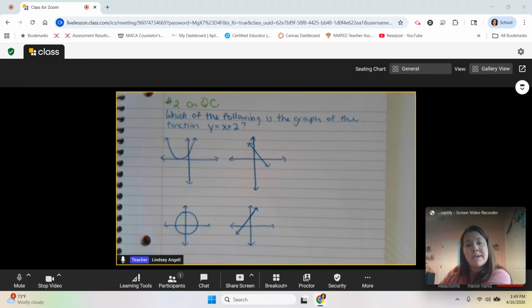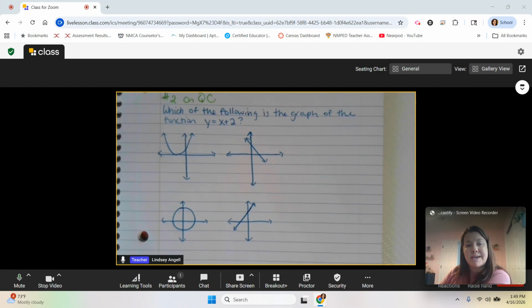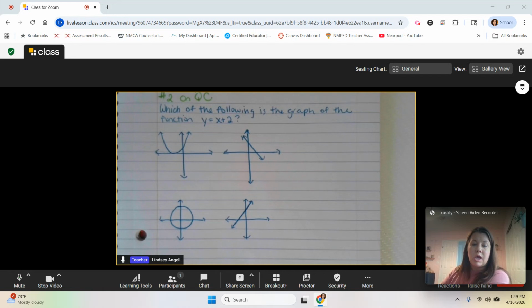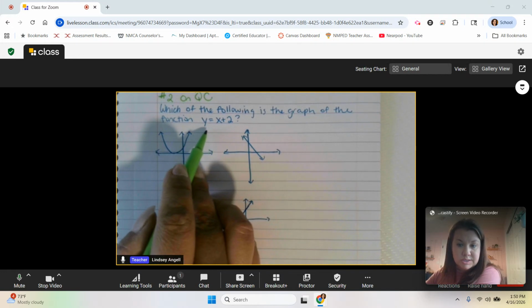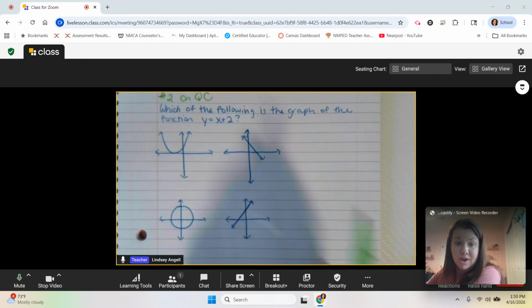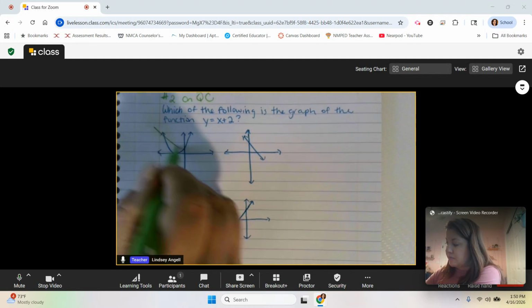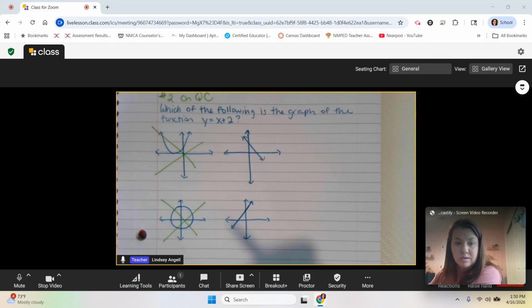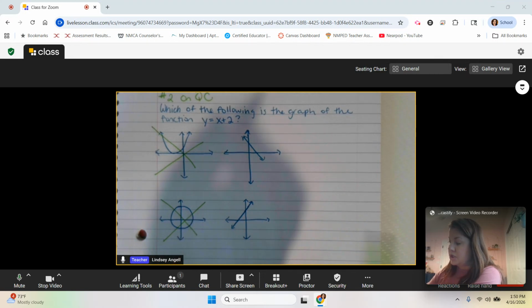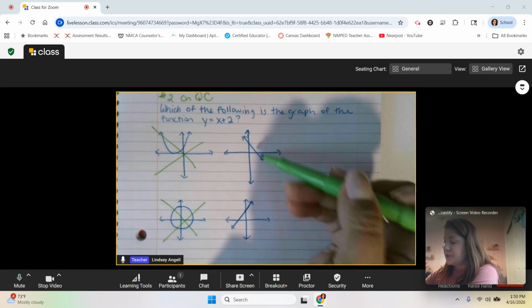It says, which of the following is the graph of the function y equals x plus 2? So, I just drew little basic versions of the graphs, okay? I didn't go into detail. They are more detailed on your lesson. But again, I want you to notice that this is written in slope-intercept form, which means it should be a straight line. Automatically, there are 2 that are not straight lines. This one and this one, okay? All right, and this one would not be a function. That means we're left with these 2 here.